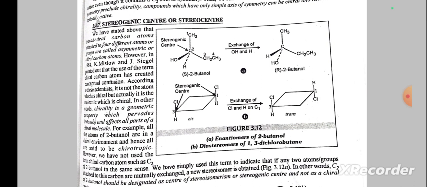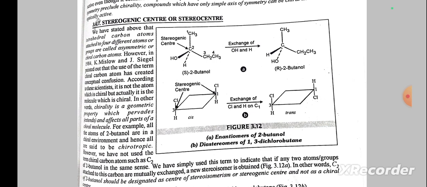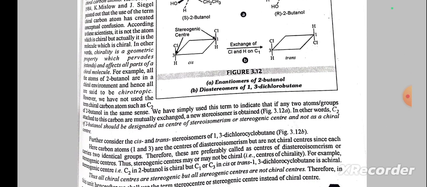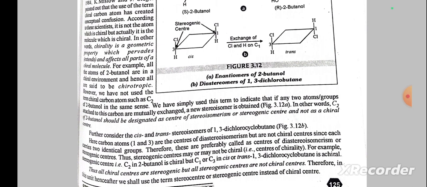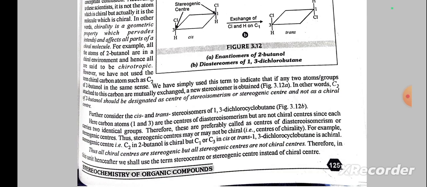For example, all the atoms of 2-butanol are in a chiral environment and hence all are said to be chirotopic. However, we have not used the term chiral carbon for C2 of 2-butanol in the same sense. We have simply used this term to indicate that if any two atoms or groups attached to a carbon are mutually exchanged, a new stereoisomer is obtained. In other words, C2 of 2-butanol should be designated as a center of stereoisomerism, a stereogenic center, not a chiral center.